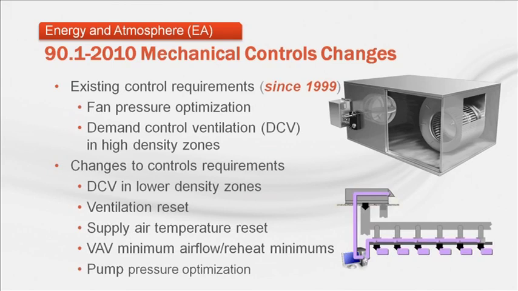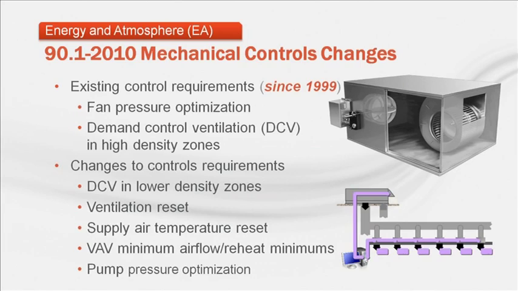The zone size and density for DCV are lower. Also, in addition to reducing zone ventilation, ventilation reduction at the location of outdoor air intake is required. This is often referred to as ventilation reset. Supply temperature reset is also required, even on VAV systems. And changes were made to the minimum space airflows before new energy can be used for reheating of supply air.